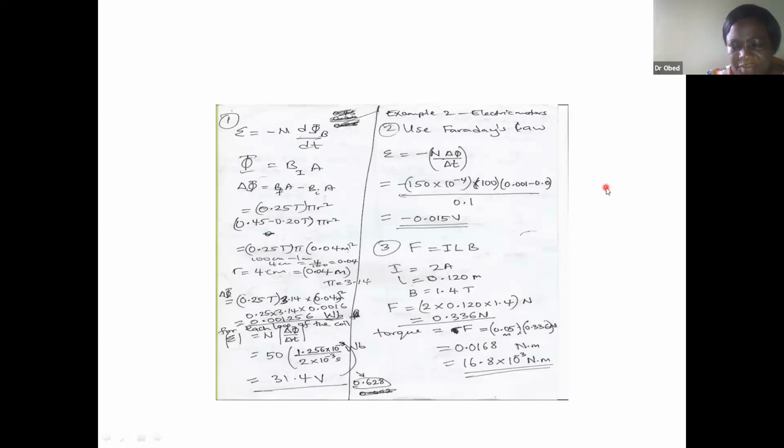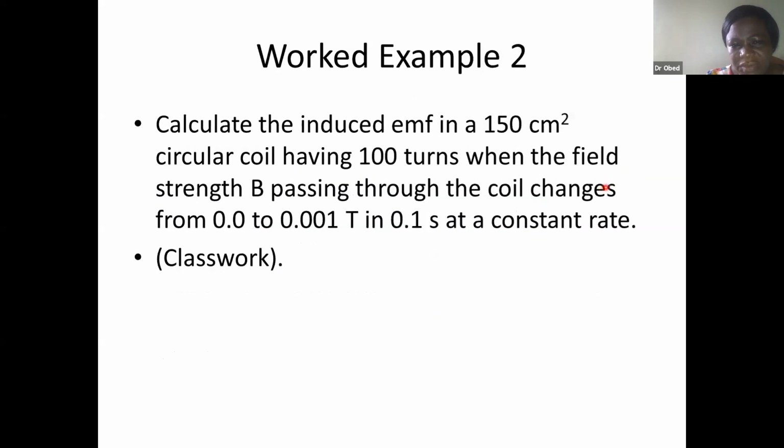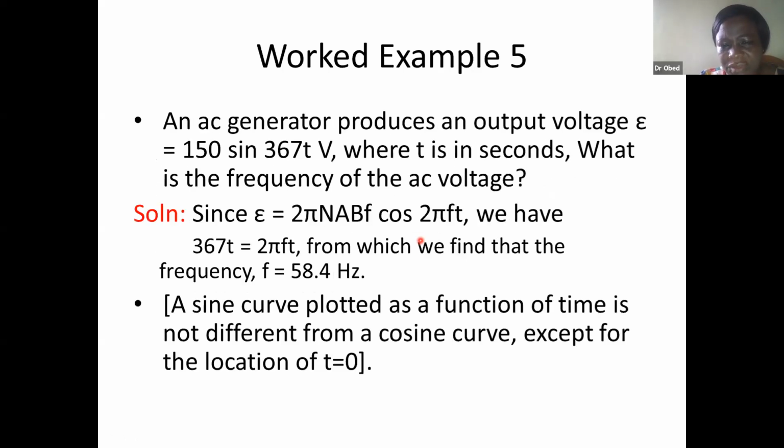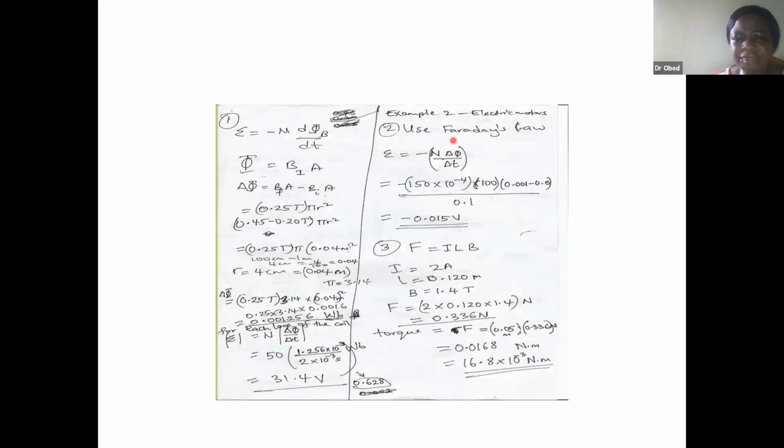We don't have too much time today because we have to end the class at 8:45. So let's go to the second question. It says: calculate the induced EMF in a 150 centimeter squared circular coil having 100 turns when the field strength B passing through the coil changes from 0.0 to 0.001 Tesla in 0.1 second at a constant rate. How do we do that? Let's go to the solution here. It's number 2. You use Faraday's law.